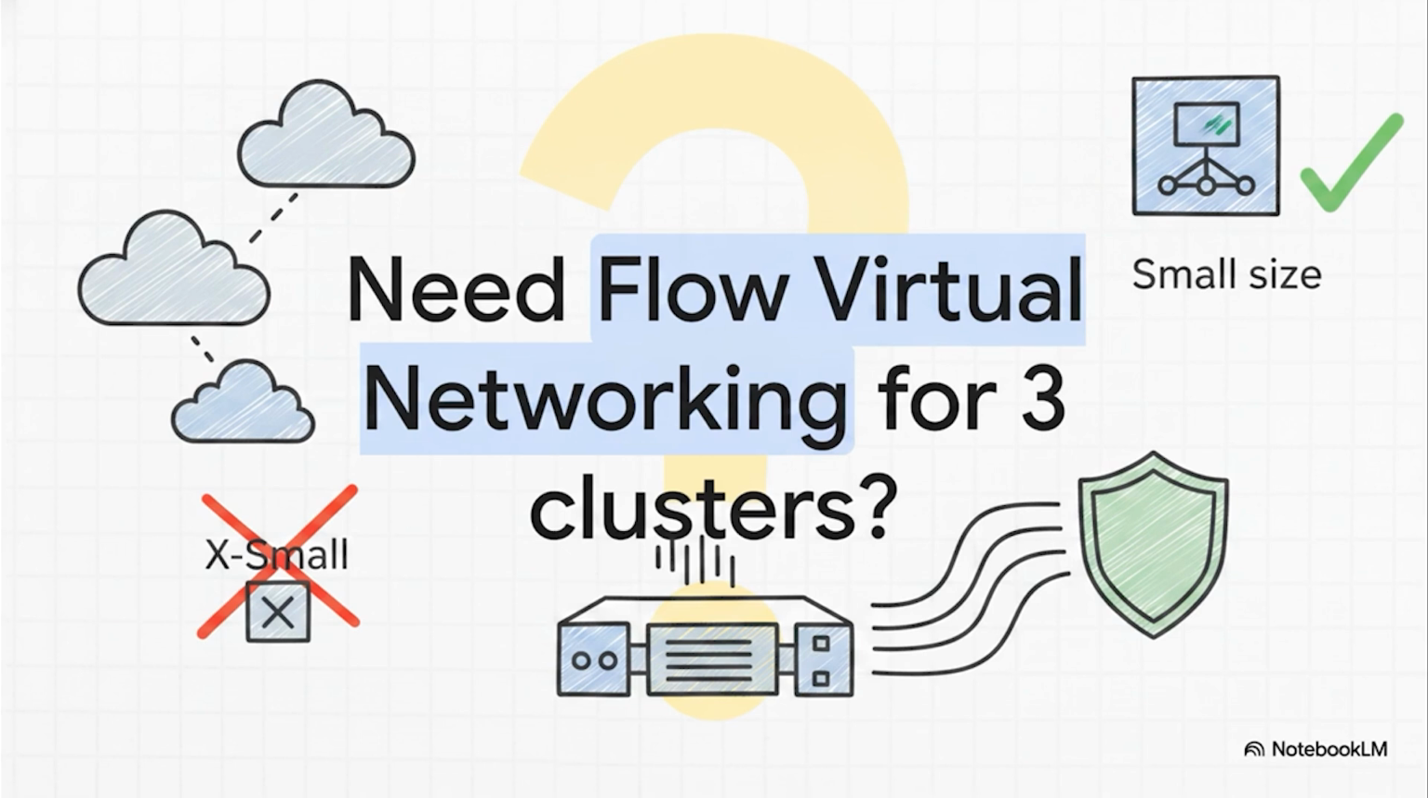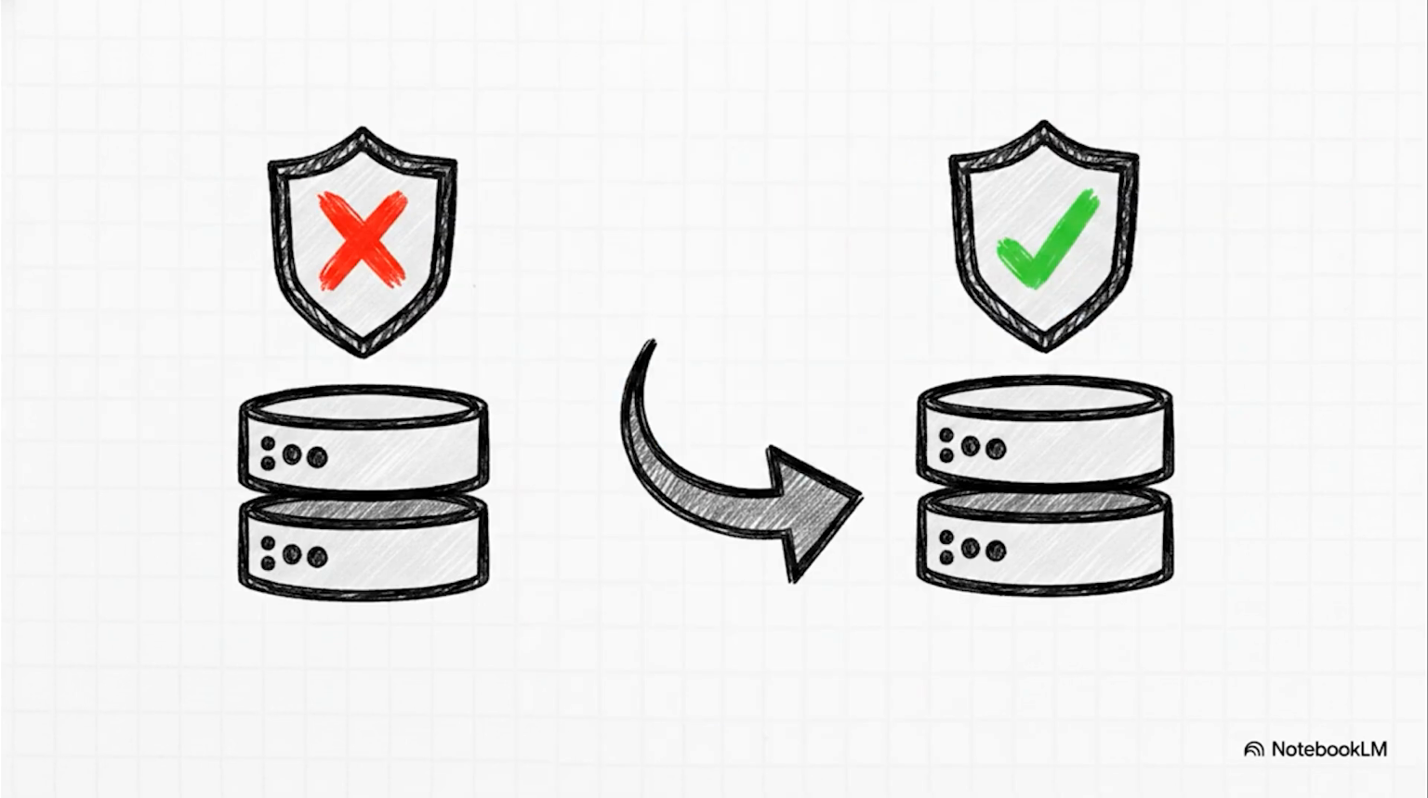But wait a second. The business requirements clearly state that you must deploy Flow virtual networking to handle microsegmentation. So, which size do you actually choose? The answer? You absolutely must use a small deployment. Even though your overall cluster count is technically low enough for XSmall, that XSmall configuration instantly disqualifies itself. Why? Because it simply does not have the horsepower to support advanced features like Flow virtual networking. This is a classic, textbook exam scenario where hard feature requirements completely override your raw cluster count capacity.